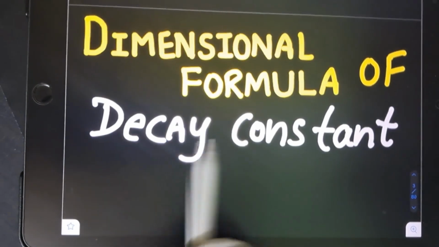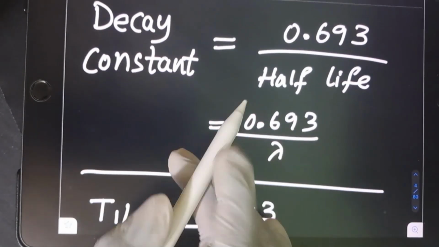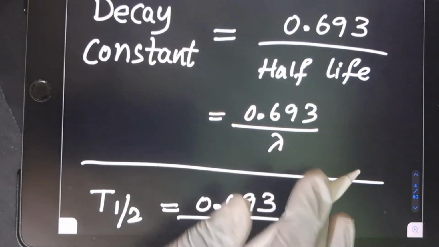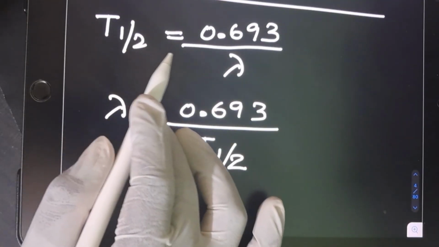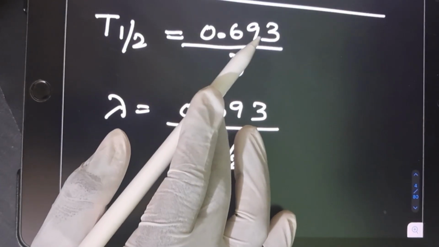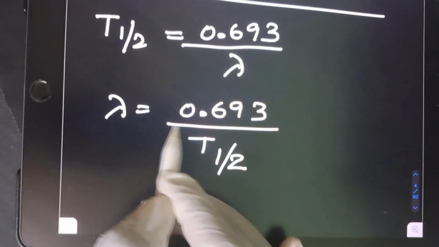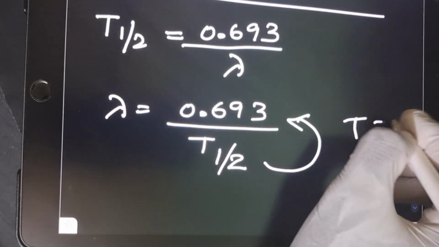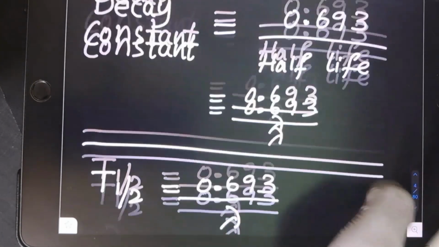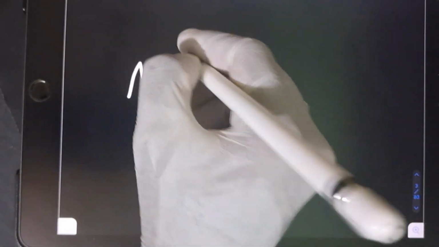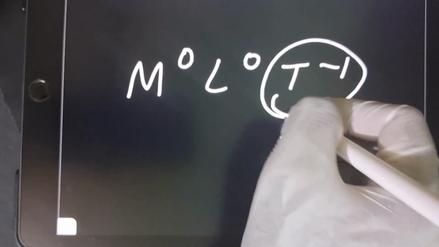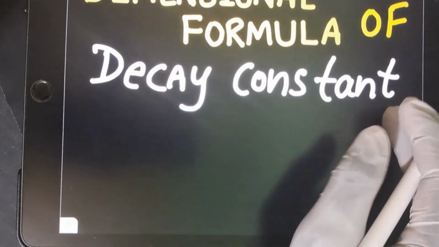To find the dimensional formula of decay constant. Half-life is equal to 0.693 by lambda, where lambda is the decay constant, so lambda is equal to 0.693 by half-life. So it will be the time reciprocal, time inverse: M power 0, L power 0, T power minus 1. Decay constant, T power minus 1, is the dimensional formula.